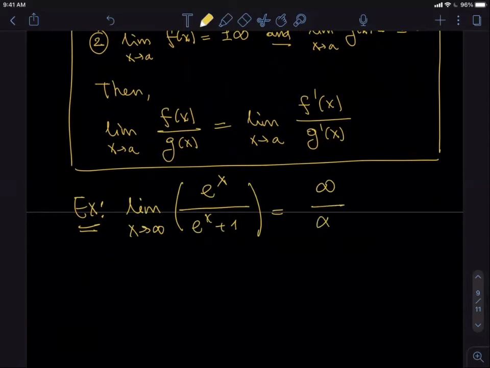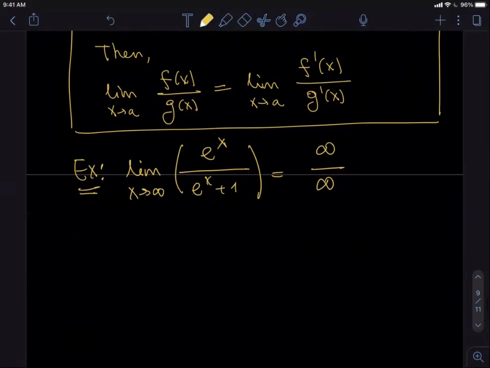Okay, so this we have just seen, it's an indetermination. The limit we were able to show it was 1. But if we take the derivative of the exponential, it is itself, and the derivative of the exponential of x plus 1 is also the exponential. So there is a cancellation, and the limit is 1, which is what we got before. So this looks good, looks promising.